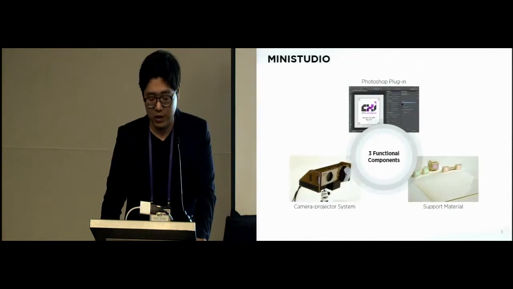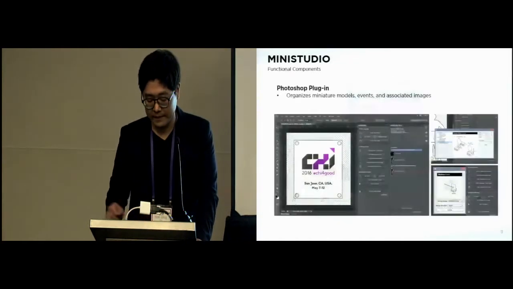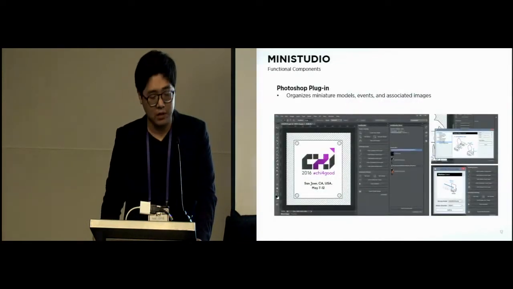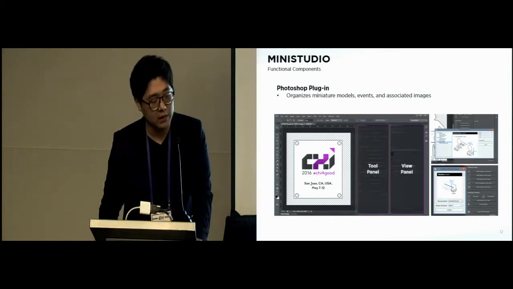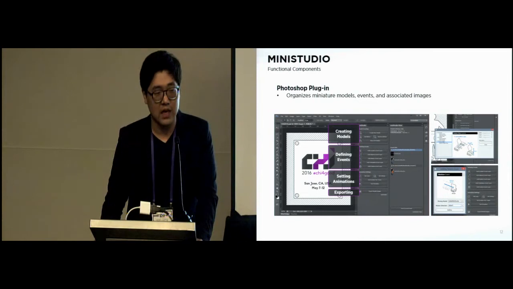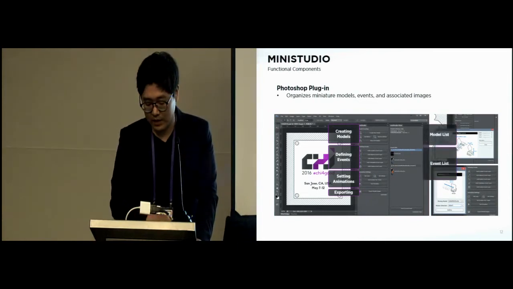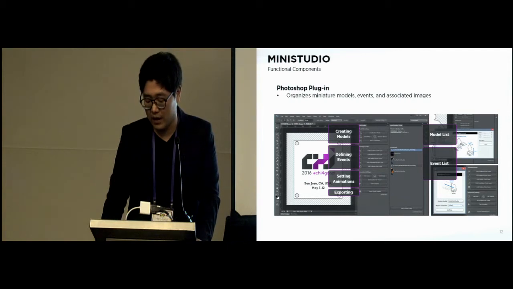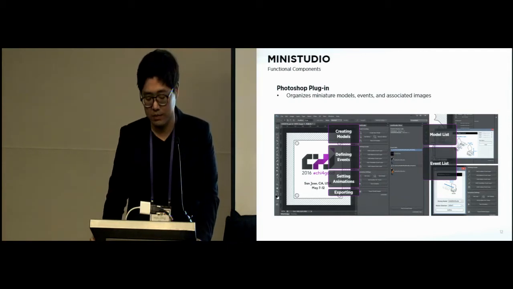miniStudio consists of 3 functional components. The Photoshop plugin has a Tool Panel and a View Panel. The Tool Panel generates miniature figures and defines events. And the View Panel enables users to identify the models and events in the current workspace.